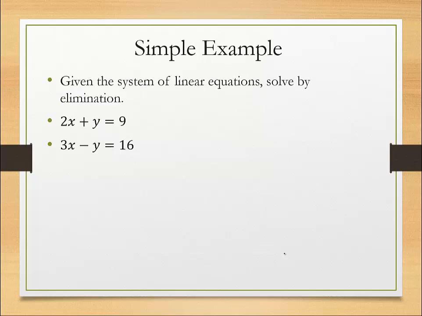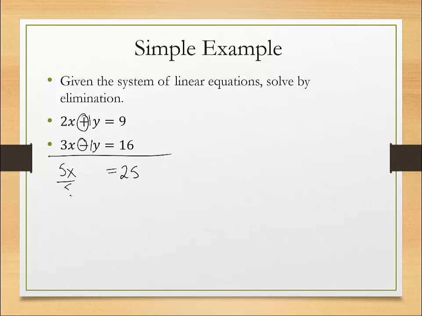So, a simple example: given the system of linear equations, solve by elimination. Let's go ahead and jump right on in. For this one, we're going to eliminate the y's. We can do that because from the start, we already have the same number, 1, and we have a positive and a negative. So when we add down, we'll get 2x plus 3x, which is 5x. Y minus y cancels, and then 9 plus 16 is 25.